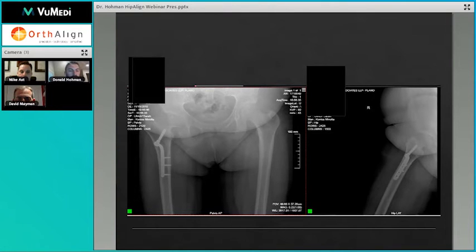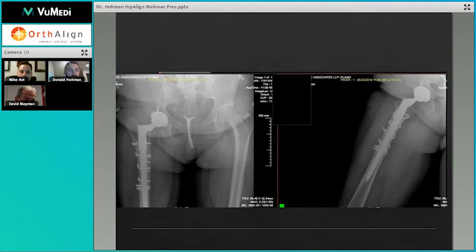Not to mention that it took a little bit of the stress out of it, as getting that screw and those implants out of there was a little bit of a hassle. But nevertheless, she's gone on to have an excellent, very functional, successful result.